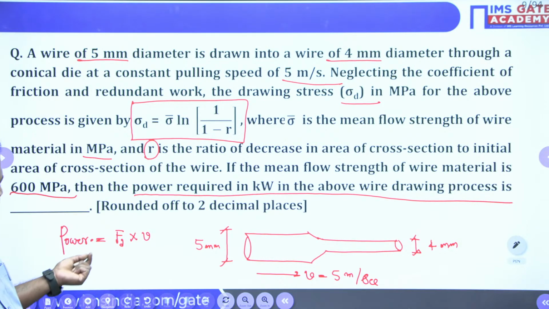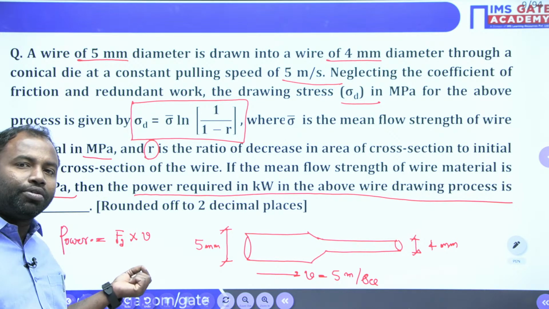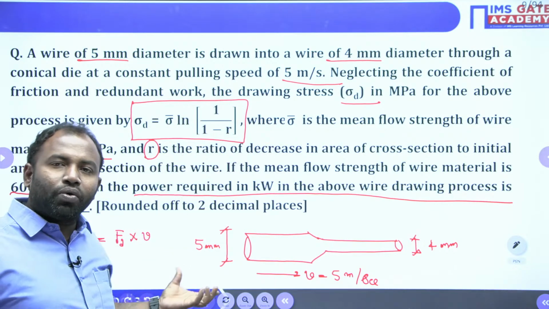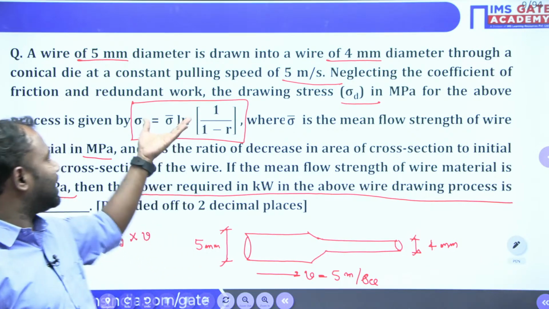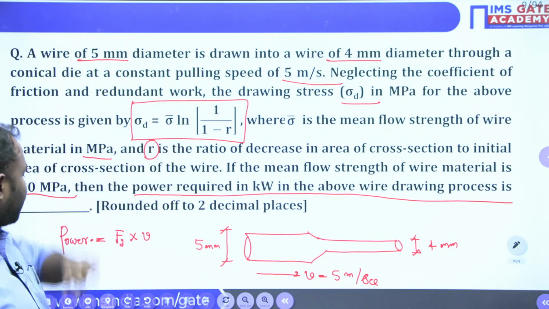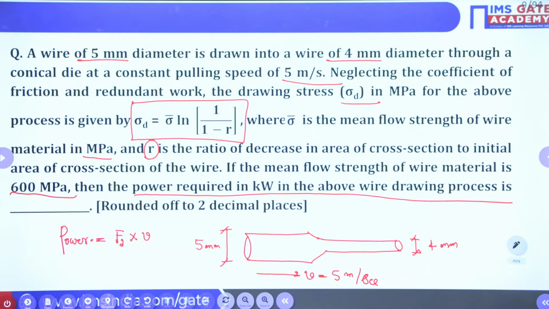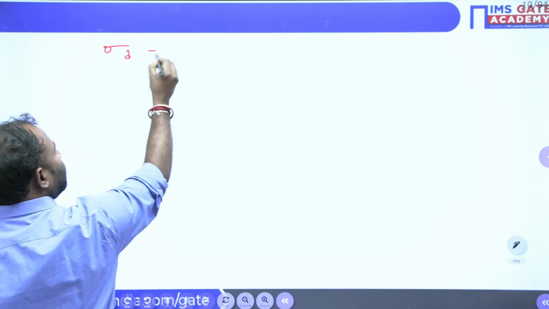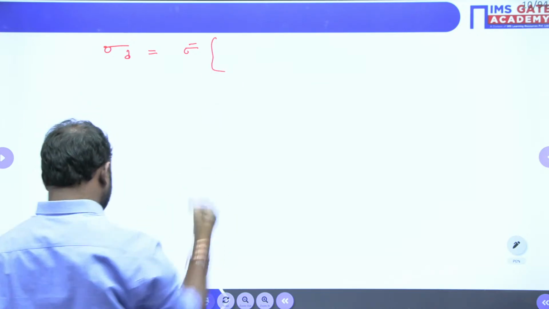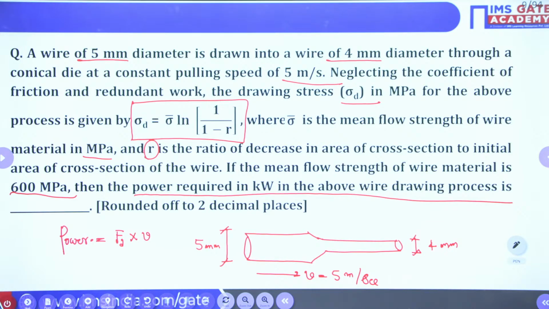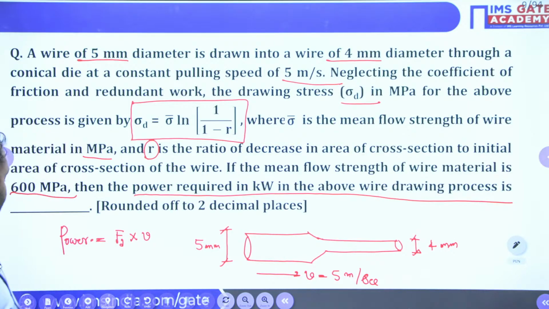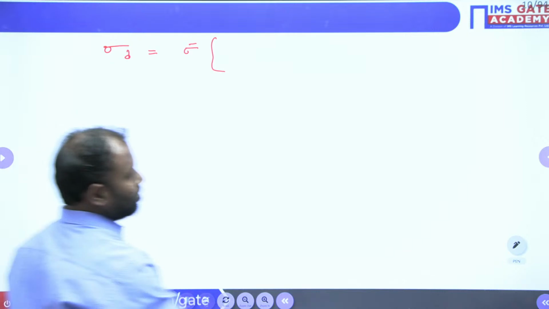Now we have to calculate the force. How can we find the force? Force is equal to stress into area, drawing stress into drawing area. So force into velocity. First, let us calculate the drawing stress, with the formula given in the problem. The stress required for drawing is equal to sigma bar into ln of 1 by (1 minus R). Now let me write this.